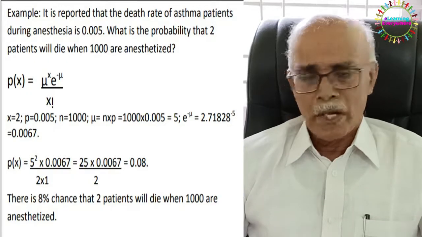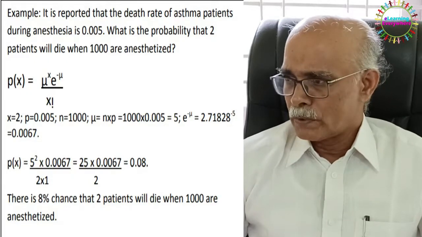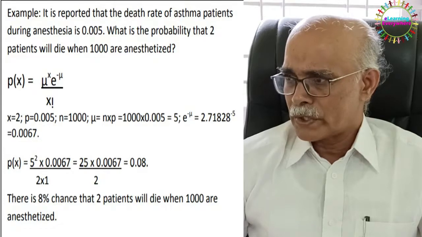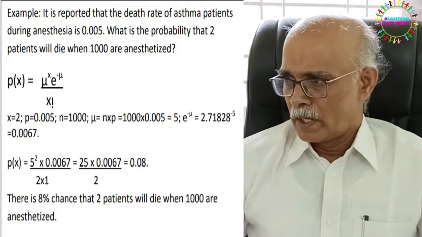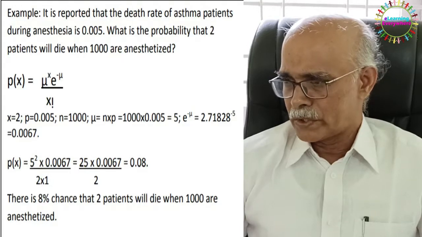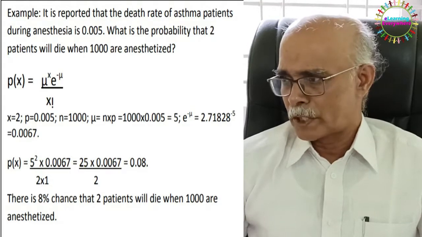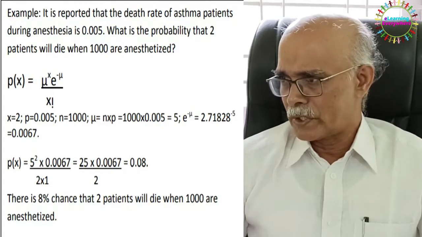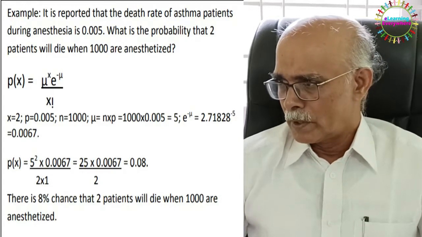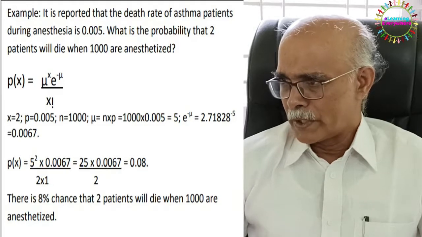The formula is P(x) is equal to mu raised to x into e raised to minus mu, divided by x factorial. And here x is the expected frequency of that particular event. X is given as 2. What is the probability that 2 patients will die?